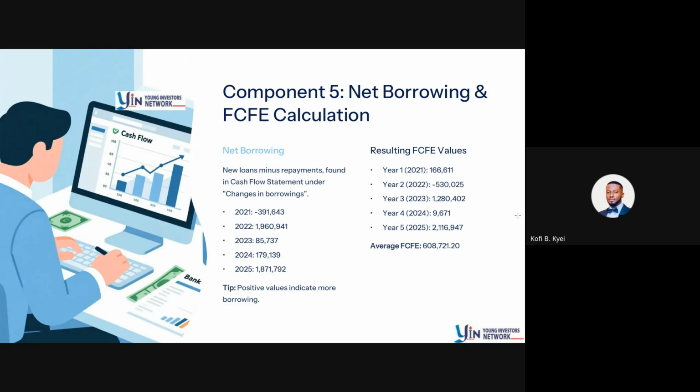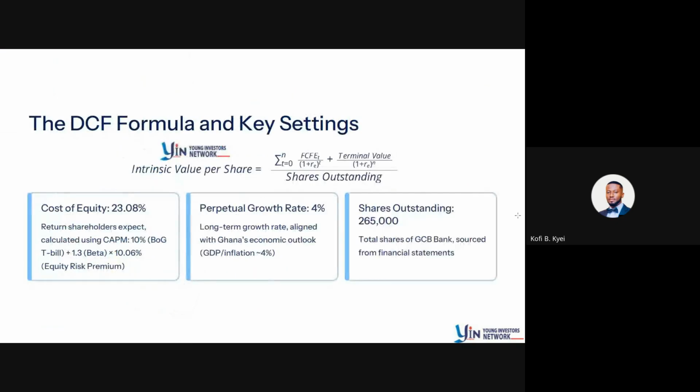And we come to the resulting values for the FCFE. We're going to break it down and come out with these formulas. I'm going to show the Excel also to you so that you know how we came up with the FCFE values. Year 1, it came up to 166. Year 2, it was a negative. Year 3, 1.2 billion. Year 4, 9.6. Year 5 is 2.1. So the average over the period is 608 million, as you can see on the screen.